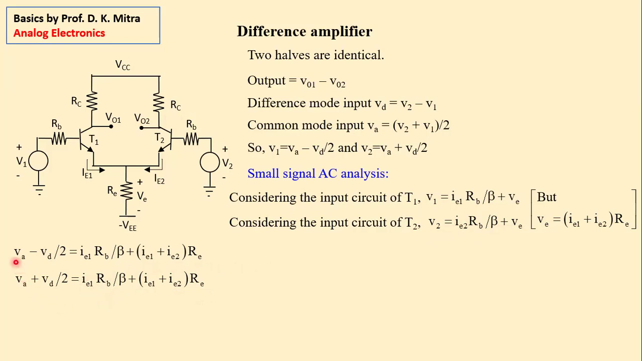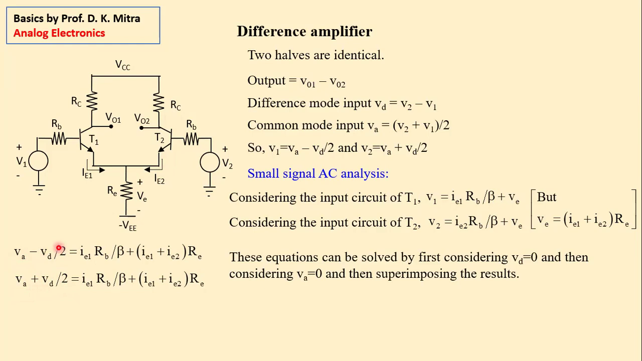Now, on the left-hand side is VA minus VD by 2 and VA plus VD by 2. If you look at the left-hand side, what appears to you? It appears there are two inputs. One input VA and another input minus VD by 2. And for transistor T2, once again, there are two inputs, the same two inputs, but they are added. So if we consider this is one input and this is another input, then you can use the superposition theorem.